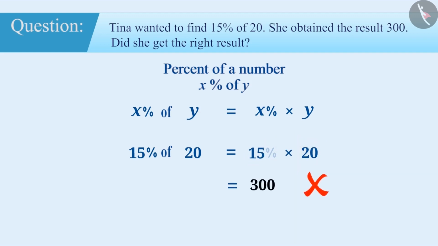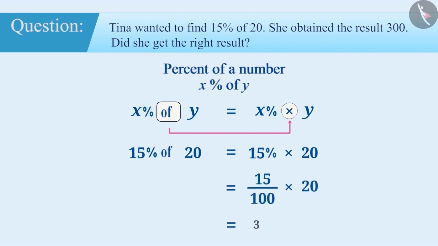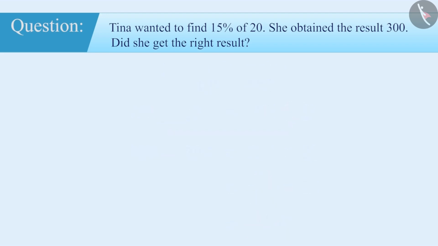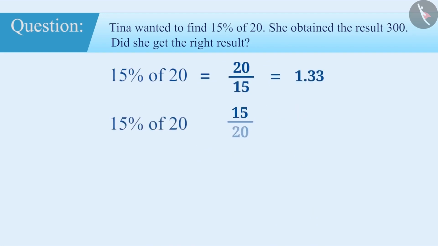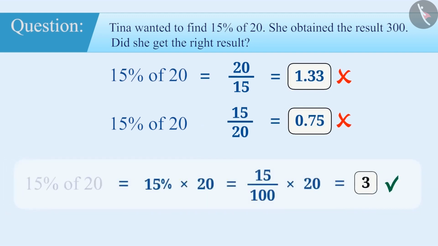The correct understanding is that the use of operator 'of' here expresses the operation of multiplication. In this way, 15% of 20 is equal to 15% into 20, which is equal to 15 by 100 into 20, which is equal to 3. Here, the correct answer is 3. Many times it is observed that to get 15% of 20, students divide 20 by 15 or divide 15 by 20. This mistake is made because they fail to understand the operator 'of' properly. Such mistakes lead to incorrect results. Therefore, it is necessary to understand the use of the operator 'of' correctly.